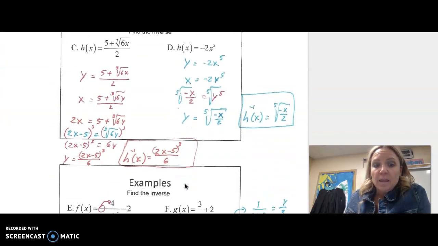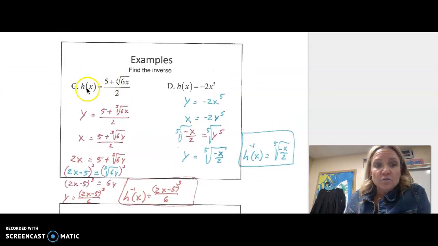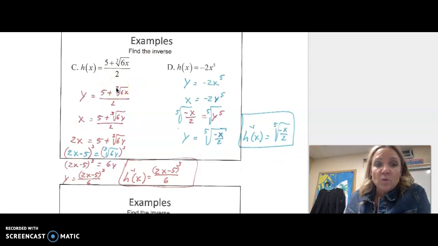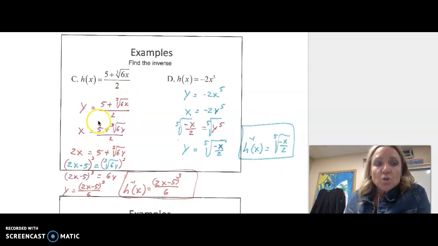Okay. All right. So for C, let's find the inverse. So the first thing we're going to do is change the notation for h of x to y. Rewrite the rest of it. Then we're going to switch our x and our y. So here's our x, it goes to y. Here's our y, it goes to x. Then we're going to undo all of our operations.